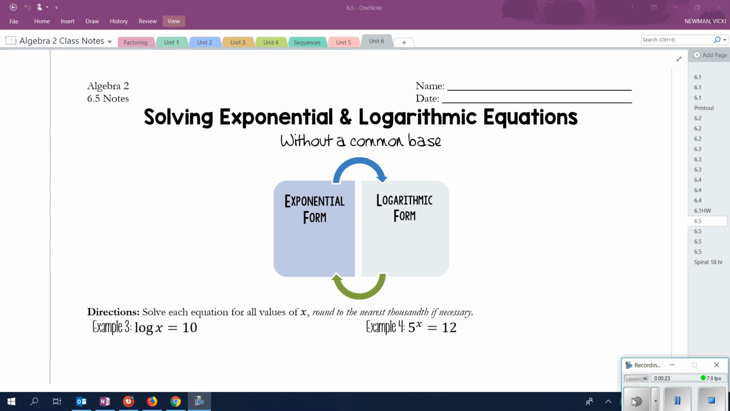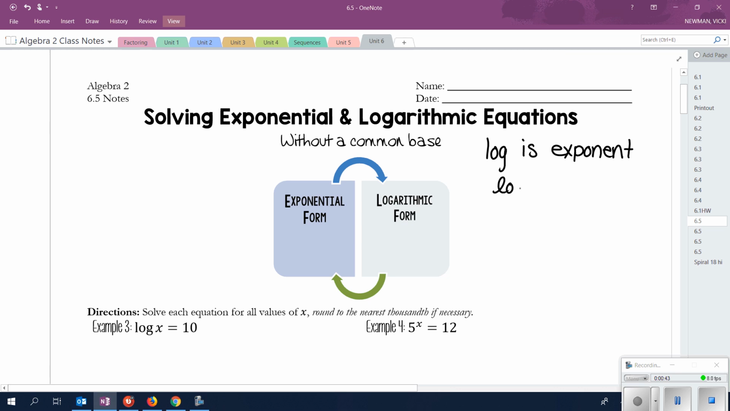We can write a logarithm in an exponential form and vice versa. So what you need to remember is that logarithm is exponent, right? So we wrote this down at some point. So we have log of something equals the exponent, right?